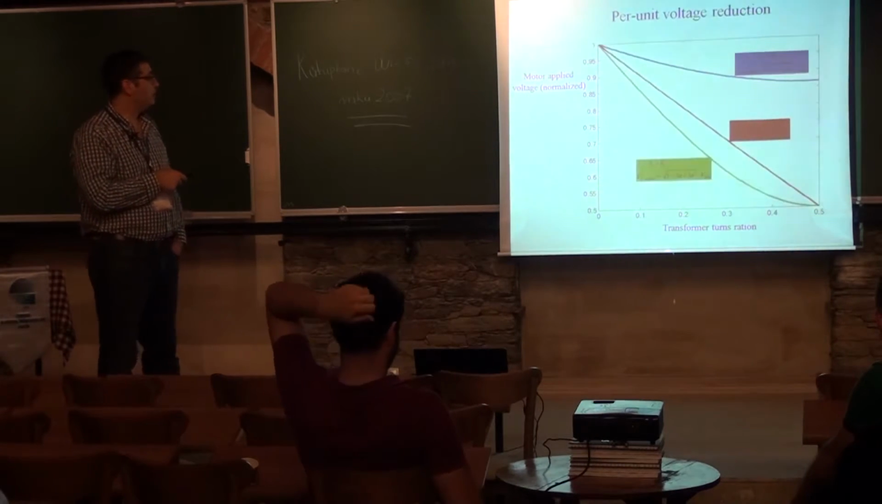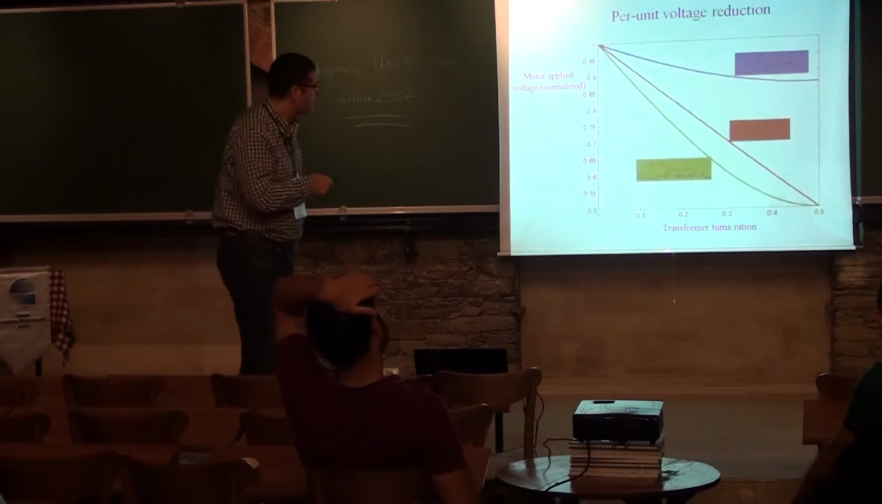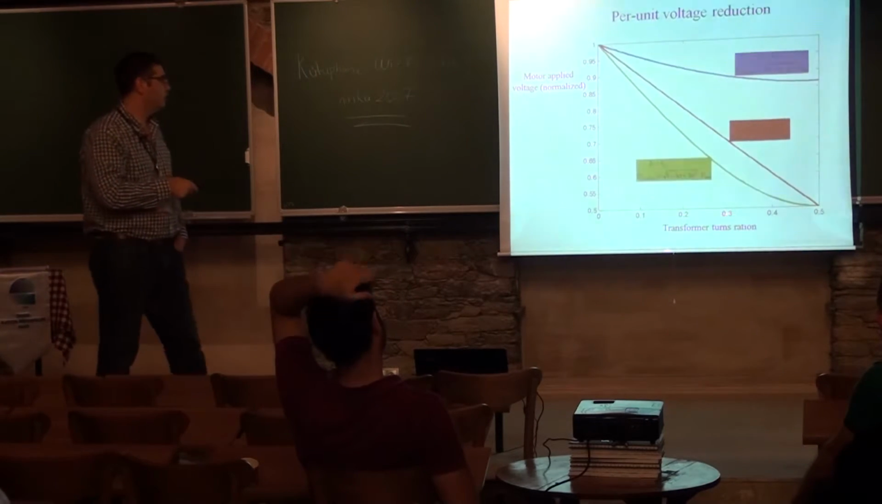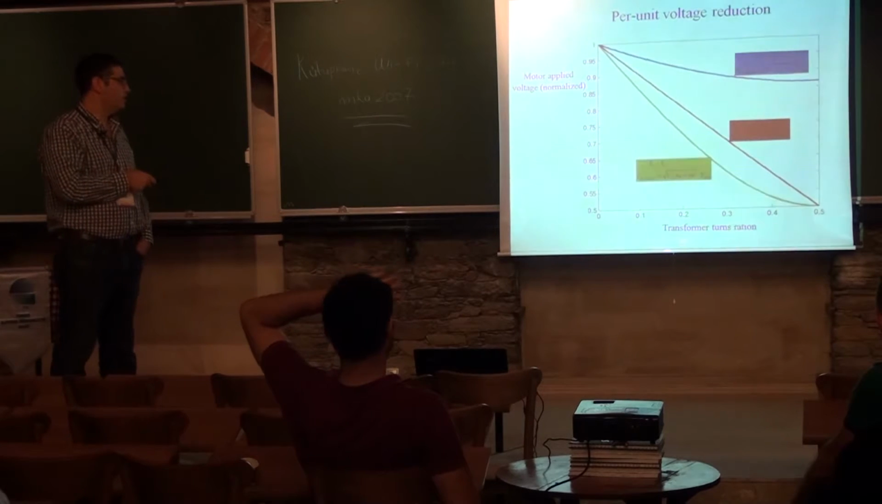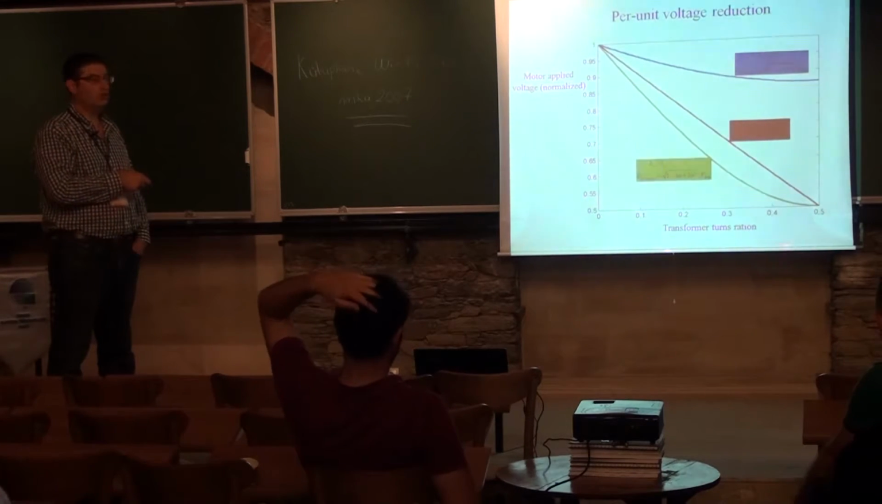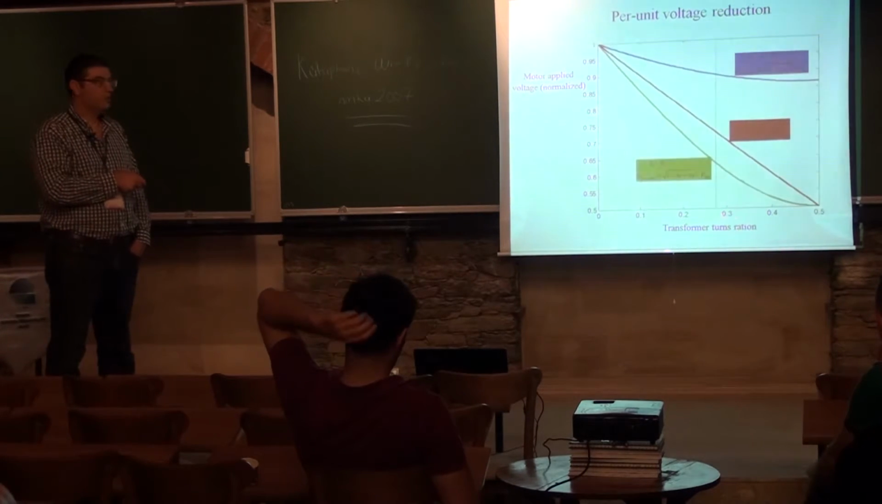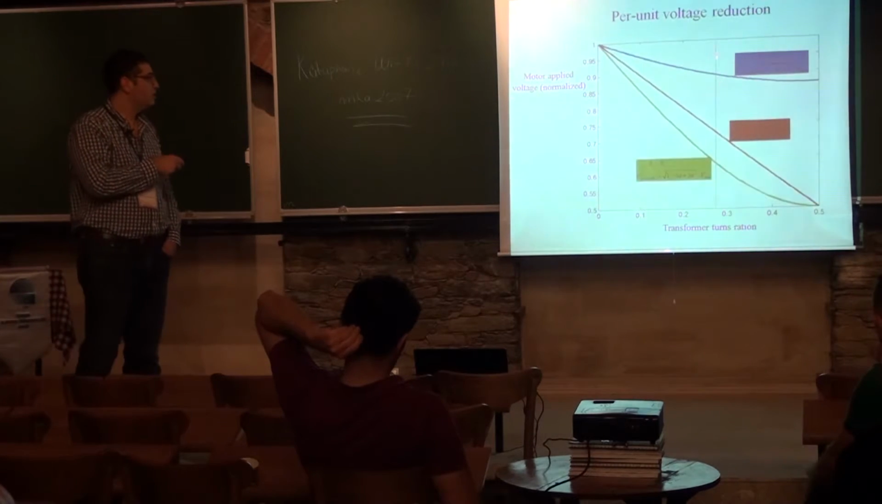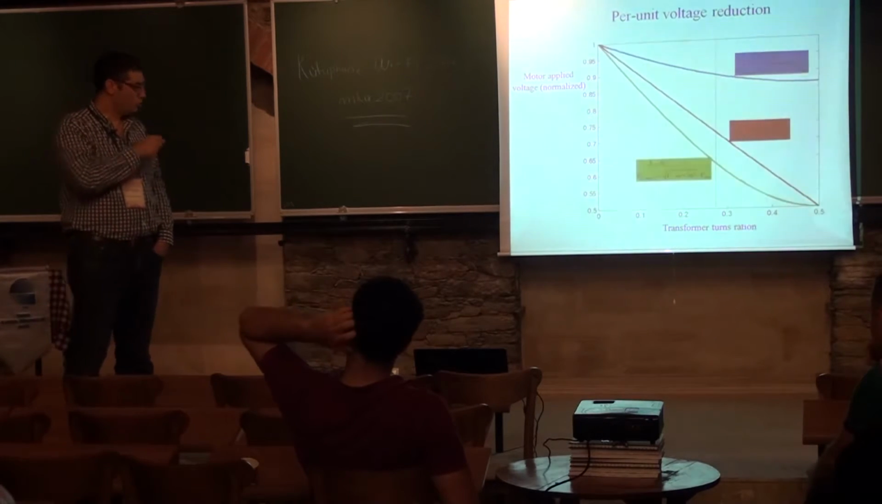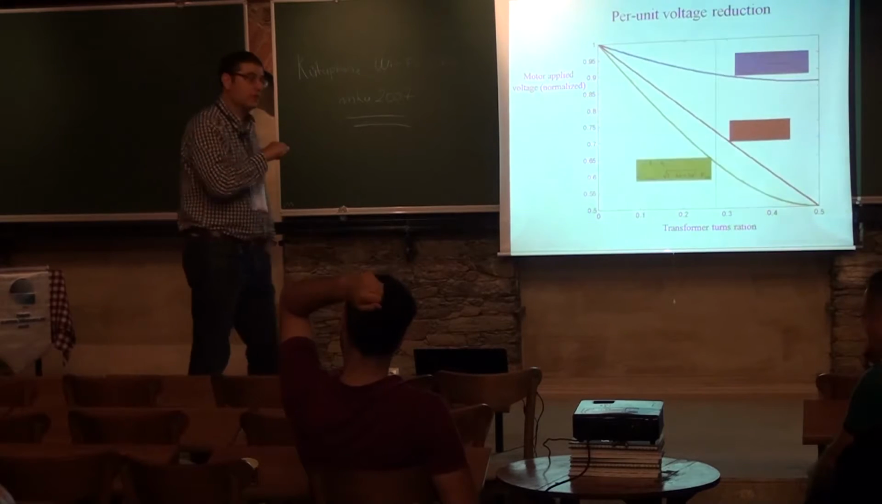And in general, we have this relation which relates the turns ratio of the transformer under different connections to the voltage reduction. We have chosen the point 26 here because of what these guys wanted.